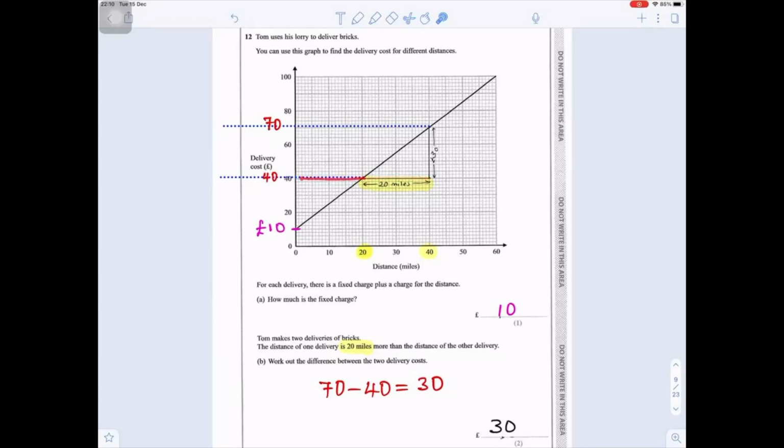So if you go to the y-axis at 40 pounds, and if you go up, you start at 20 miles and you end at 40, that gives you 20 miles. And when you go up to where you reach the graph and you go across to the y-axis, that's 70 pounds. So the difference is 70 minus 40 pounds, and that gives you 30 pounds. So 30 pounds is the difference between the 2 delivery costs.